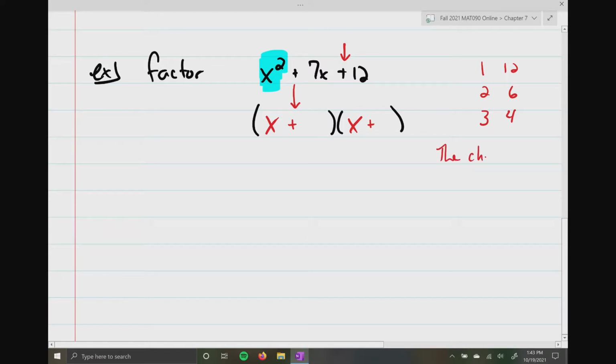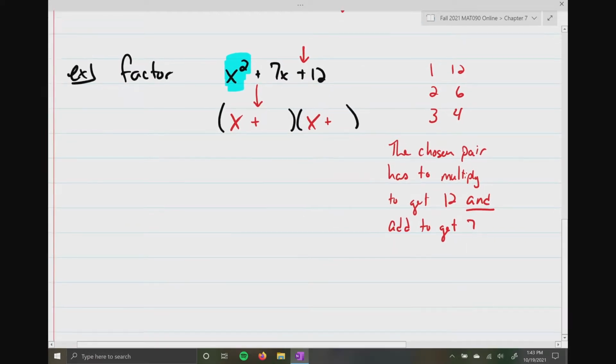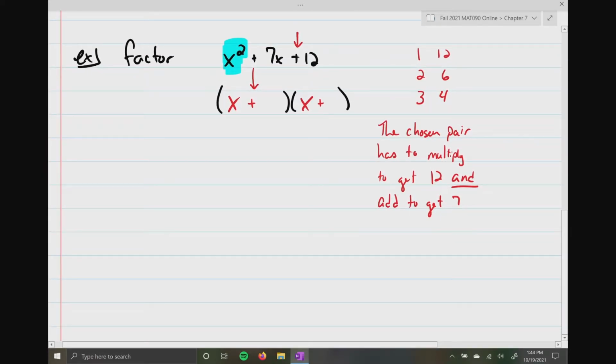the chosen pair has to multiply to get 12 and add to get 7. So if you think about the pairs of numbers that I have up here, they all equal 12 if I were to multiply them. 1 times 12 is 12, 2 times 6 is 12, 3 times 4 is 12. But now I need to make sure that they add, and maybe that's a bad word. Let's use the word combine. That they combine to give you 7.